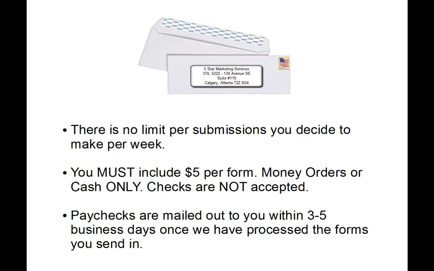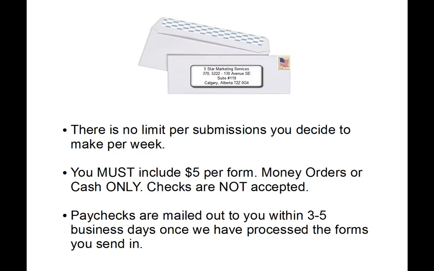A couple last things that I want to make sure that you're aware of. There's no limit per submissions you decide to make per week. We have many processors that are doing multiple processing forms a week. So as you complete 4, 5, 10, whatever you're going to do in the envelope, sometimes we receive multiple submissions each week. There's no limit on the amount that you're doing.